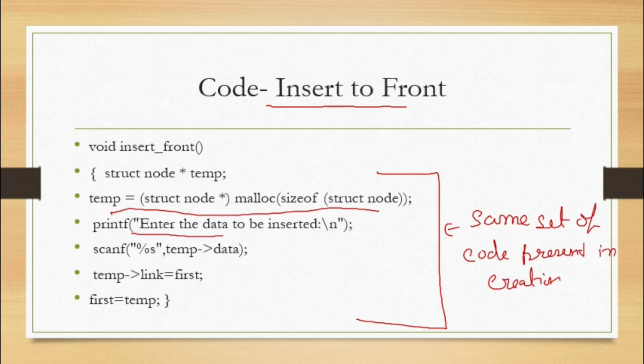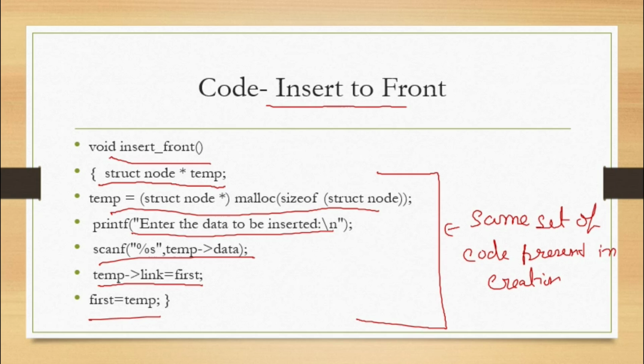Here, just to display, enter the data to be displayed. Here is data insertion, and here whenever you are connecting the temp's link into first, then you are making temp as first. So these are the 5 steps to insert at the beginning. This is a function name, and this is the initial declaration of the temp type variable. That is inserting at the front.